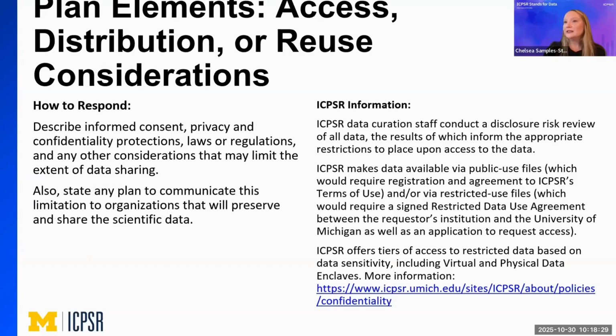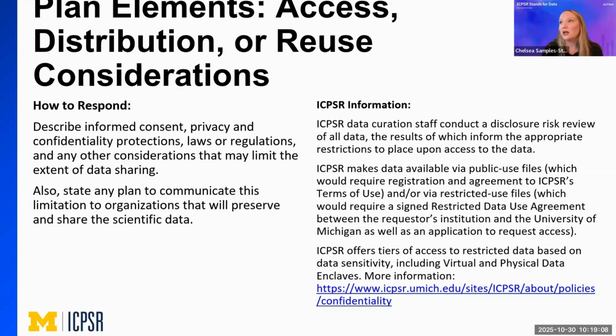Next slide. So the next plan element is access, distribution, or reuse considerations. In this part of your data management and sharing plan, you will need to describe the informed consent, privacy, and confidentiality protections, laws or regulations, and any other considerations that may limit the extent of data sharing. You also need to state any plan to communicate this limitation to organizations that will preserve and share the scientific data. So to address confidentiality issues, ICPSR does have some things that we do during the curation process.